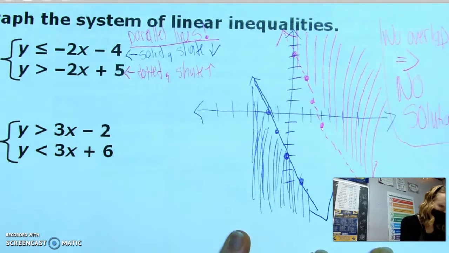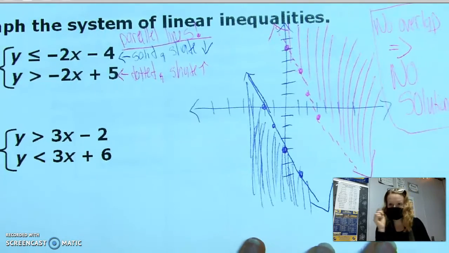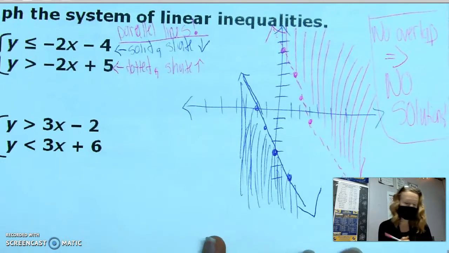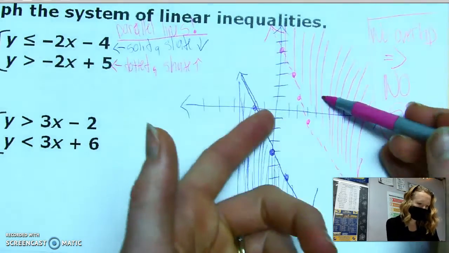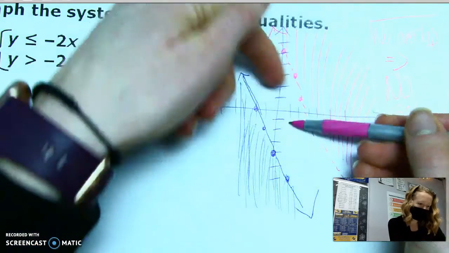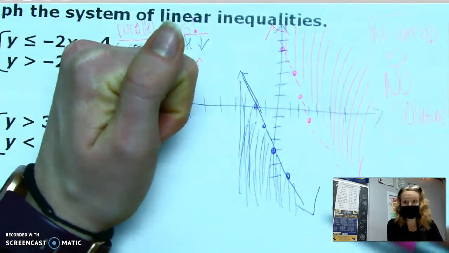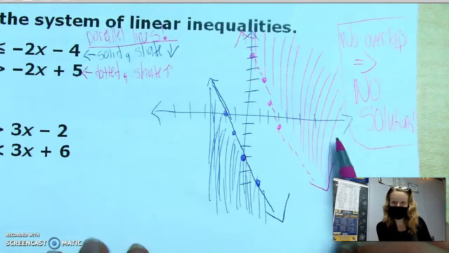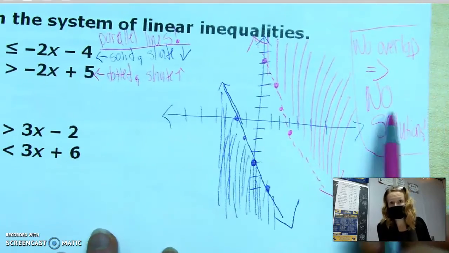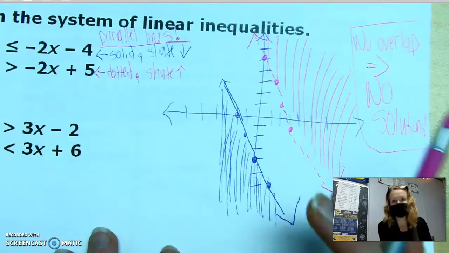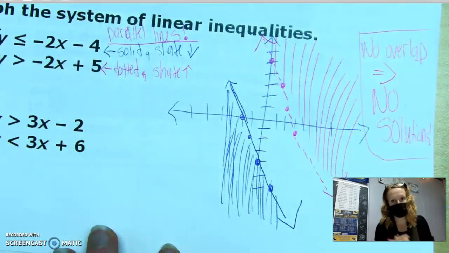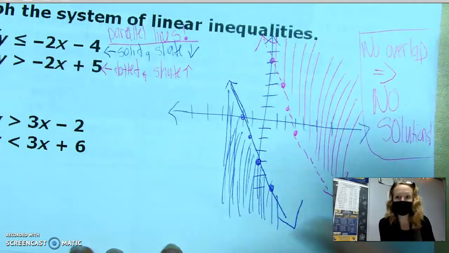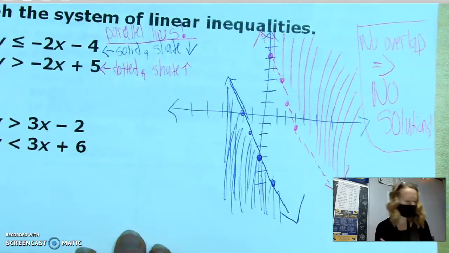Now, this isn't always going to be the case with parallel lines in inequalities, because couldn't we shade above the blue and then below the pink and then have an overlapping shaded region, right? So it is possible to get no solutions with parallel lines, but remember, it's not always no solutions with parallel lines. So I do need you to graph it out with these inequalities and check.